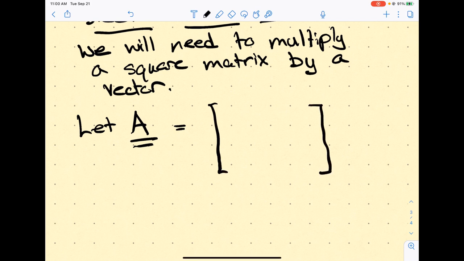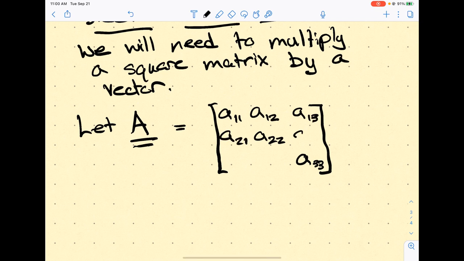So A was A11, A22 on the diagonal here, A33. This would be A12, A13, A21, A23, A31, and A32, right? So the first index on the subscript here denotes which row you're in. So this would be row 2, row 3. And the second index indicates which column you're in. So this is column 1, column 2, column 3, okay?